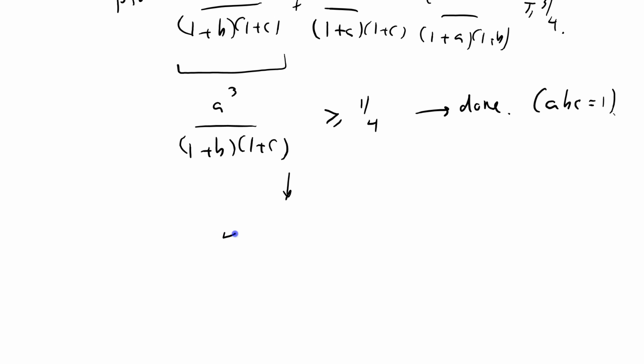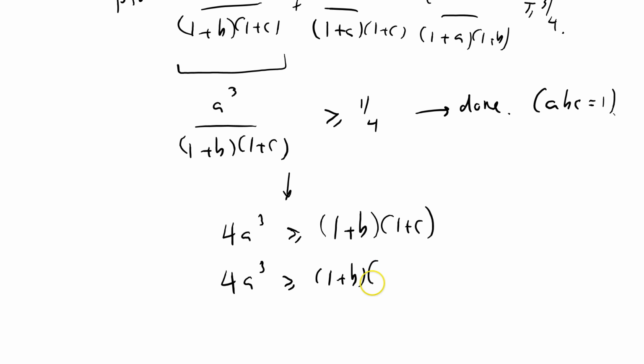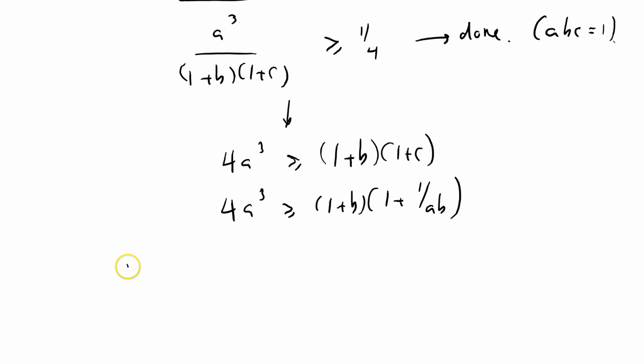So let's play around with this inequality. That says that 4a cubed is greater than or equal to (1 plus b)(1 plus c). And now what I'm going to do, of course, is substitute c equals 1 over ab. 4a cubed greater than or equal to (1 plus b)(1 plus 1 over ab). And that's crazy. That's nonsense. That's not true, or not necessarily true.